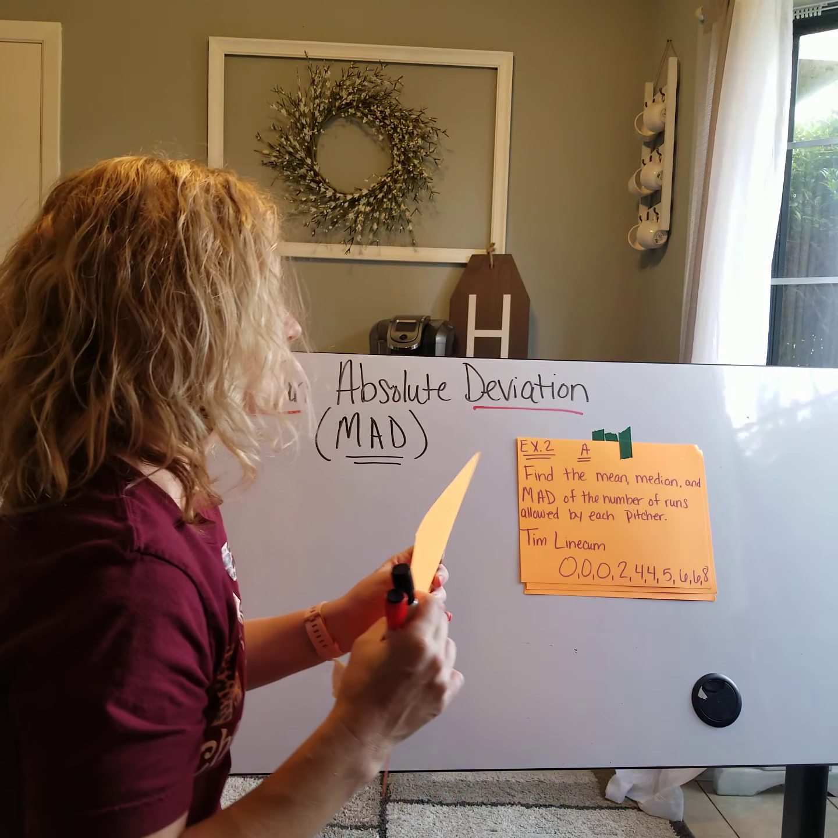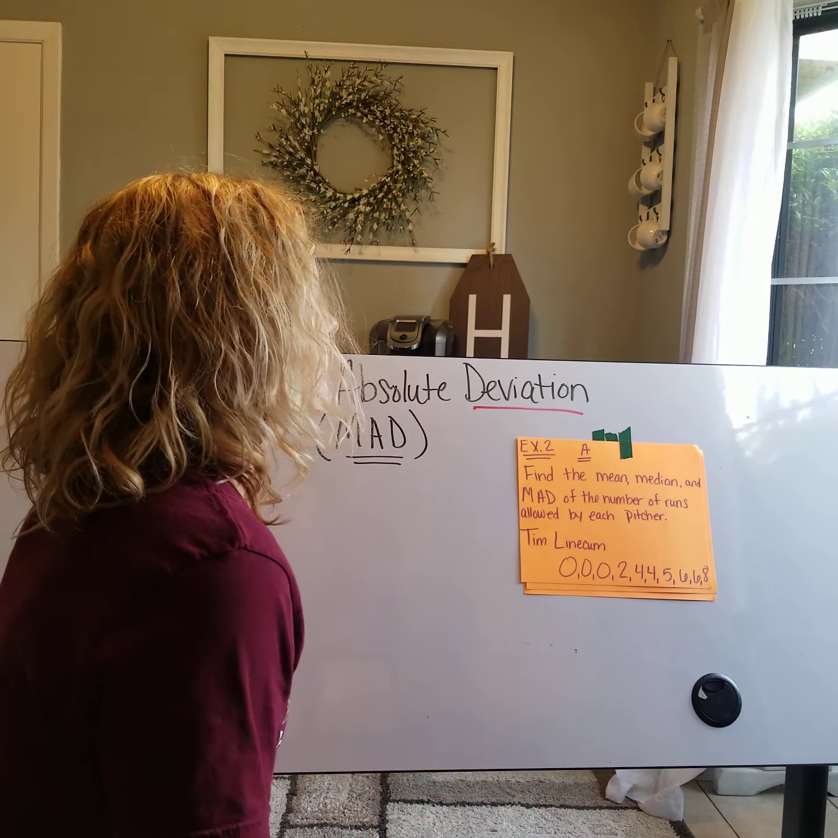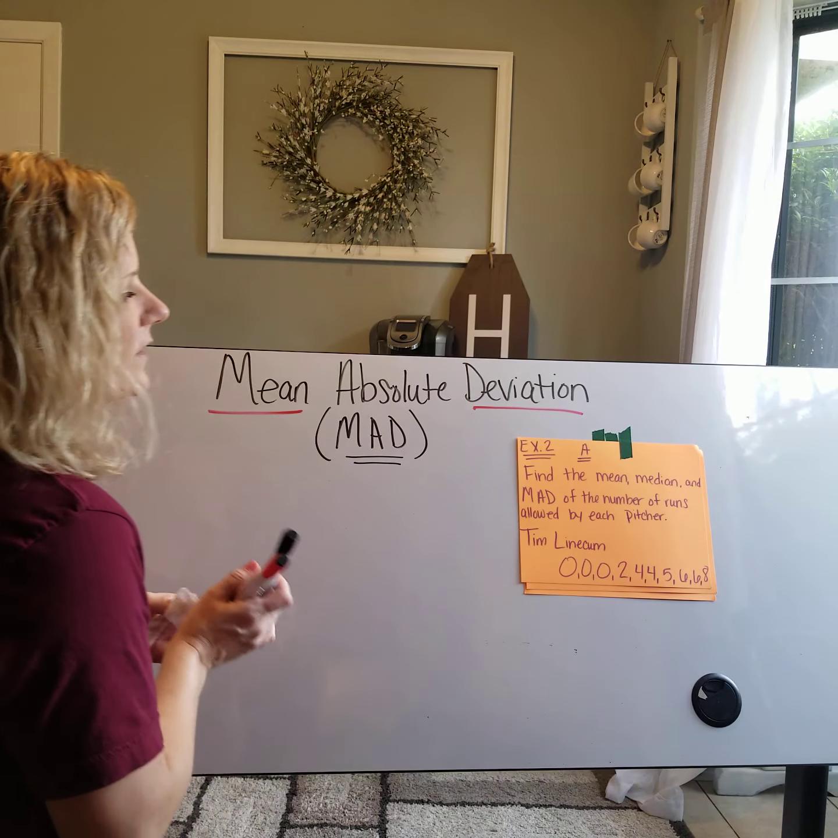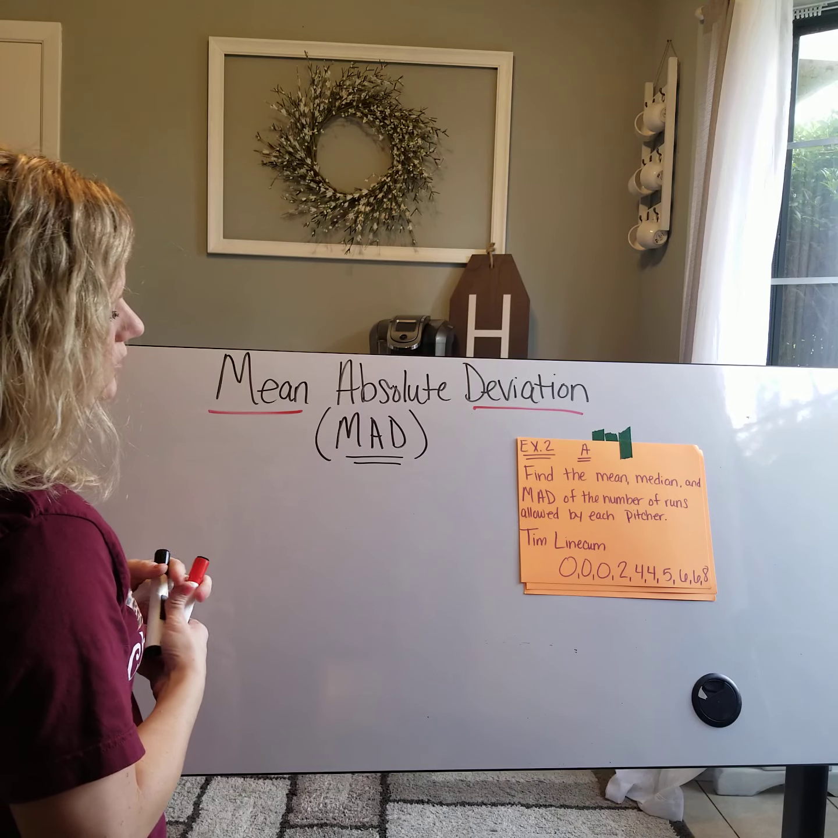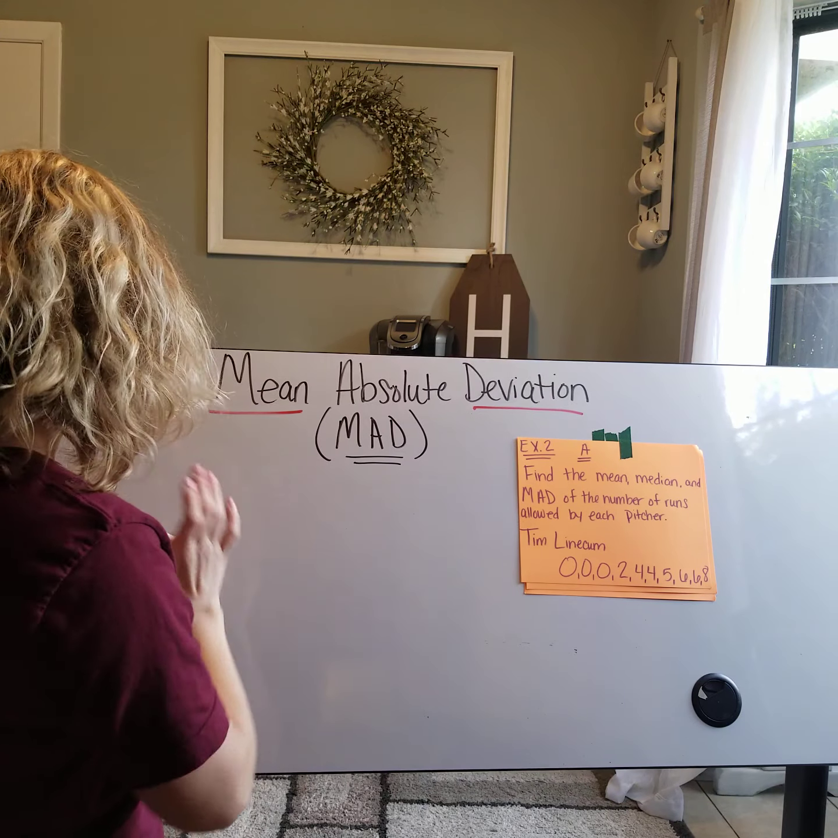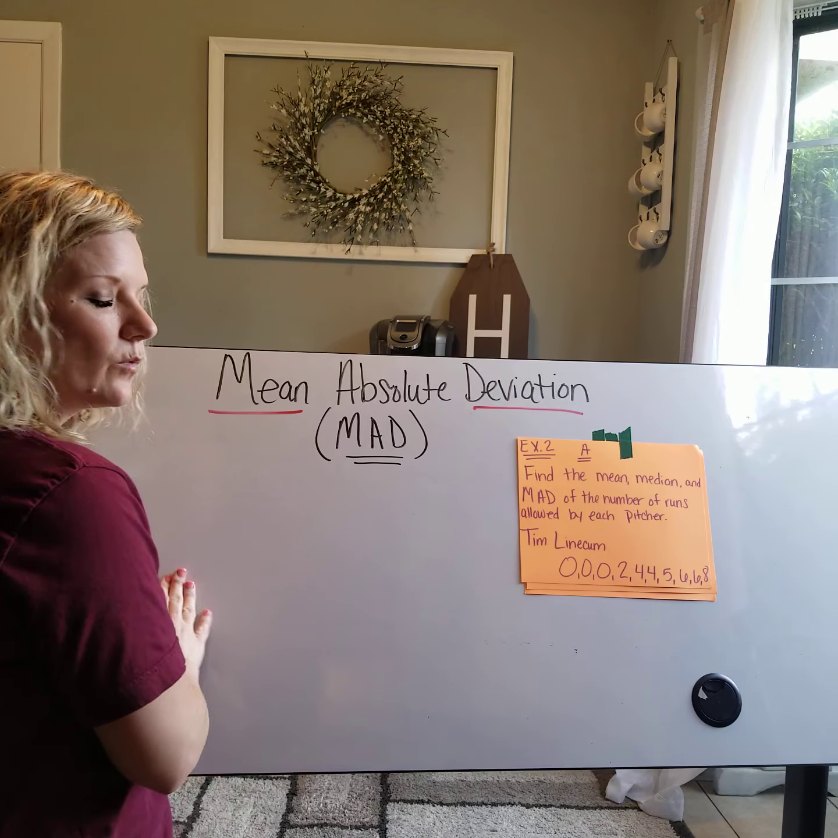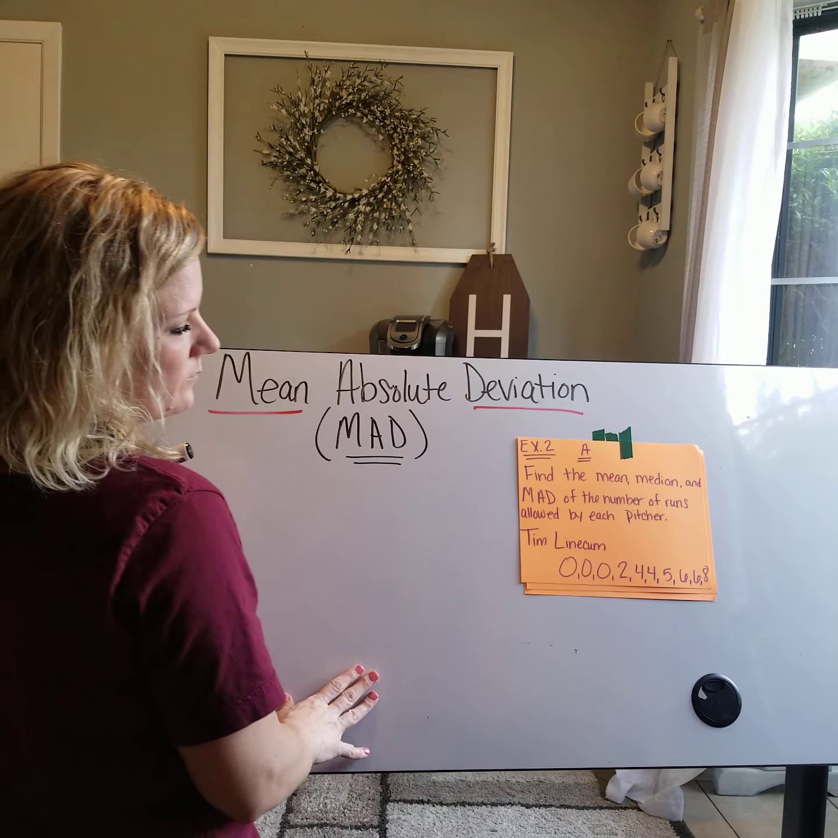Okay, example 2 says find the mean, median, and MAD, which is the mean absolute deviation, of the number of runs allowed for each pitcher. Okay, all right, so let's do Tim's first. So he's a pitcher, and this is how many runs he allowed in each game.